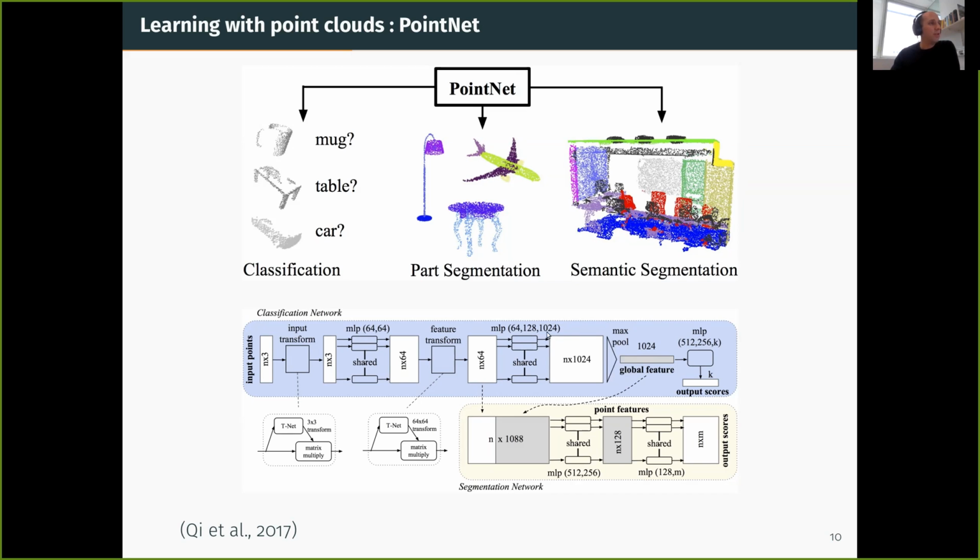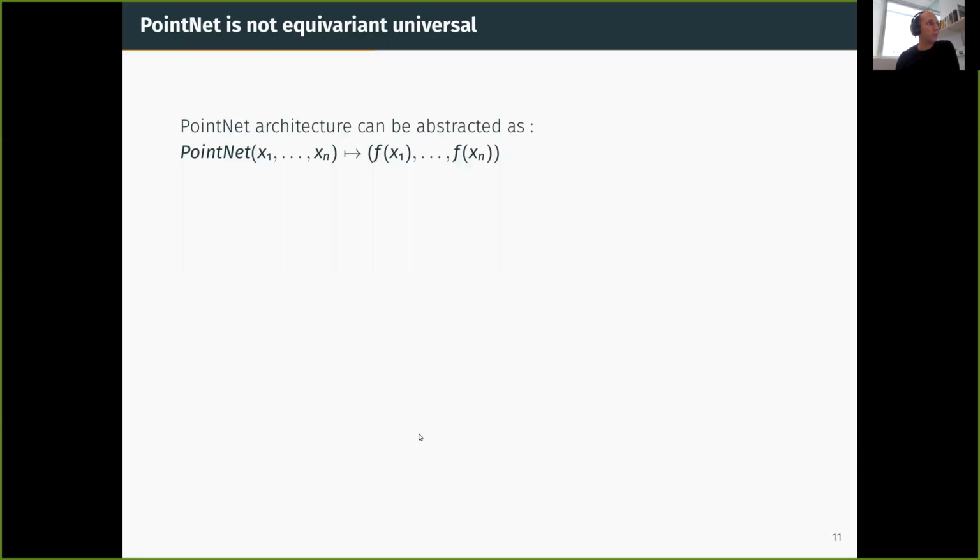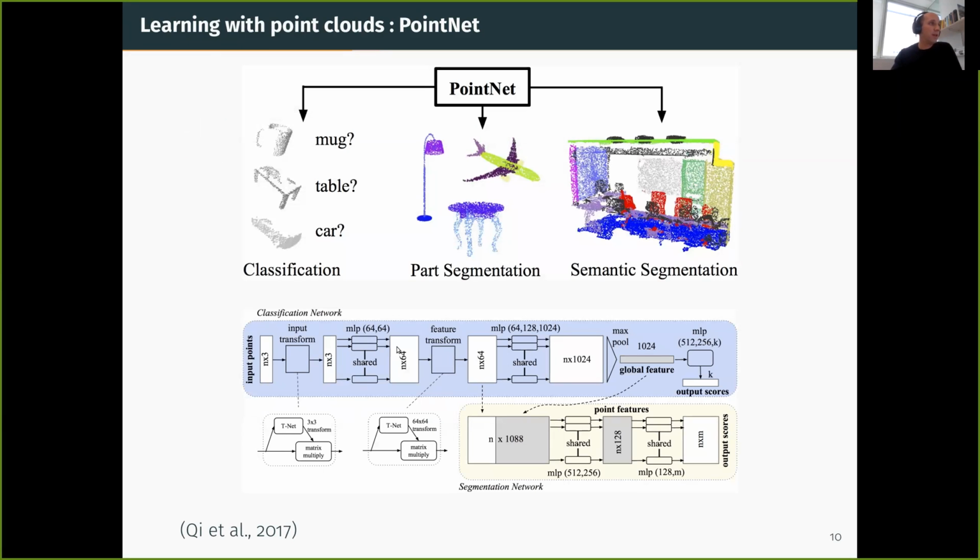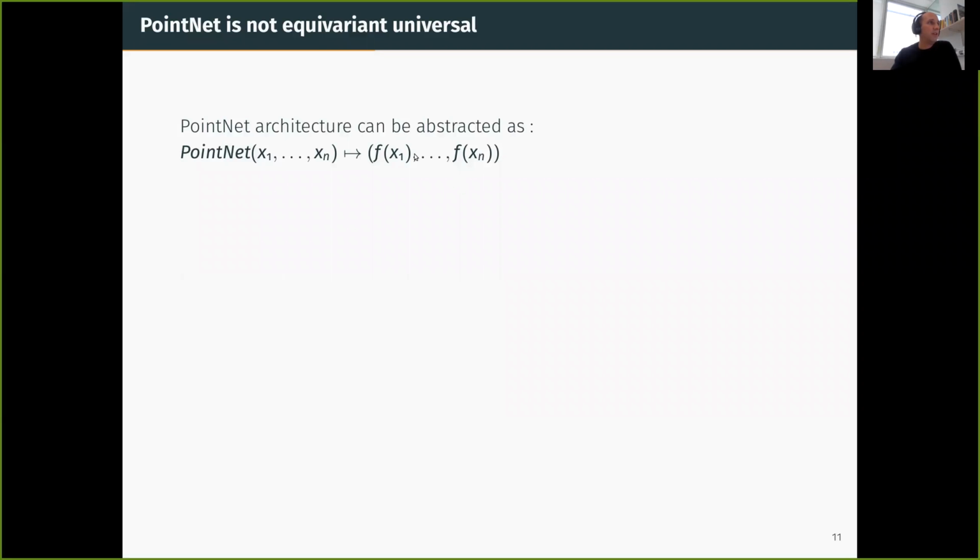But before that, you are applying exactly the same transformation to each point. From that, you obtain a global feature, and for the segmentation part, you are using this global feature in addition to the feature obtained point per point, in order to get another score. So you don't need to worry about what these T-nets are. I will consider a very abstract representation of my PointNet network. So this picture above for the classification network corresponds to basically this architecture where F is very complicated, but you are applying the same F to each point.